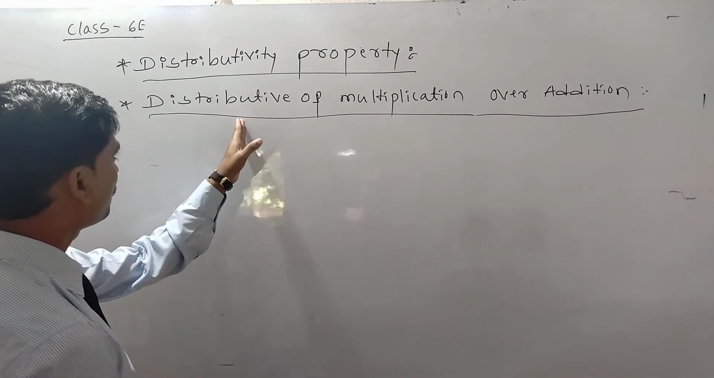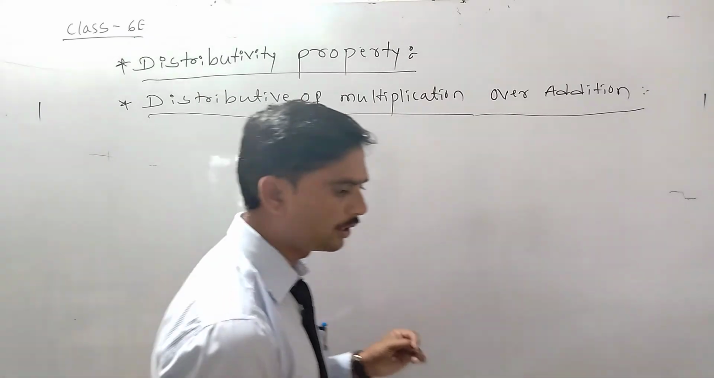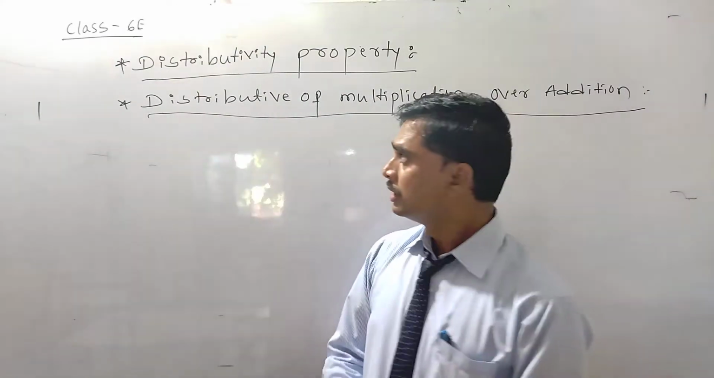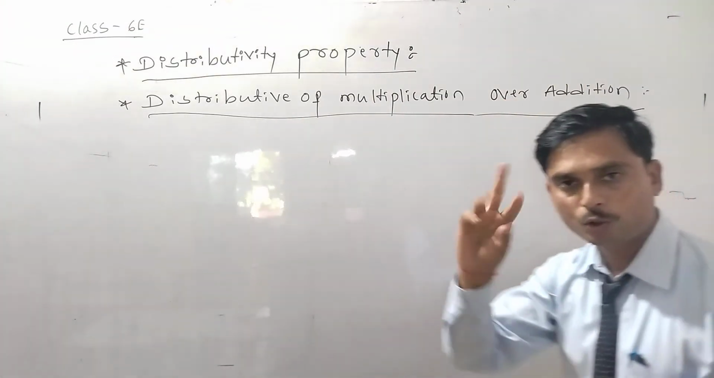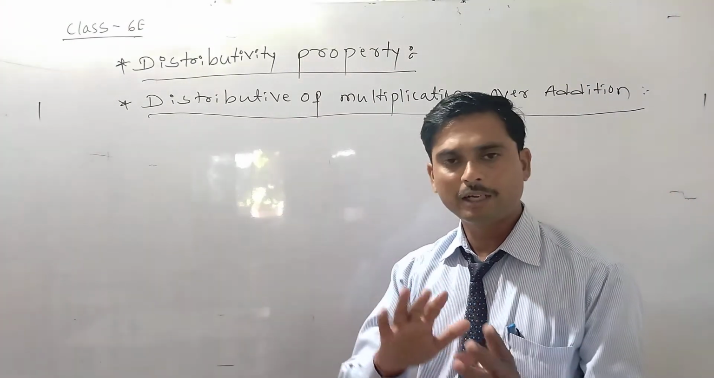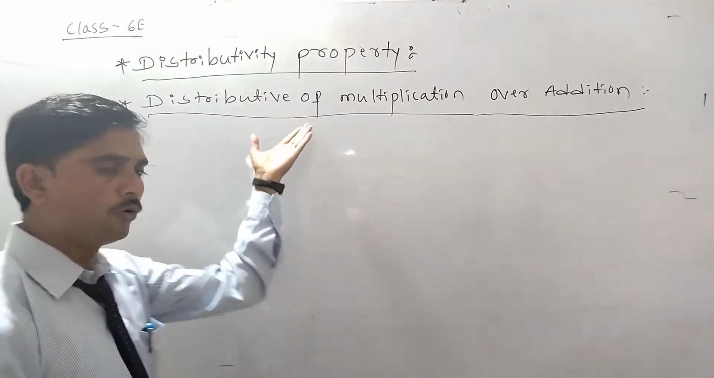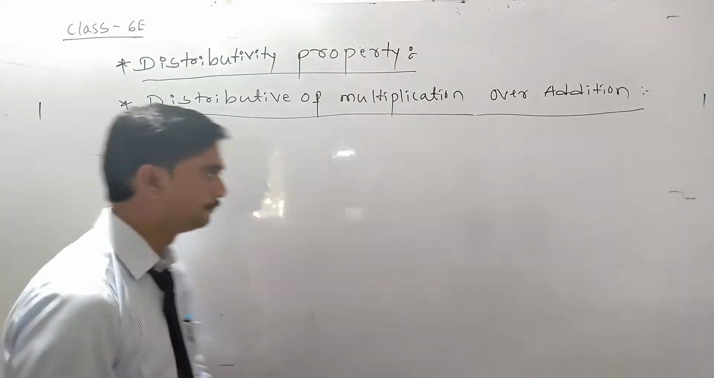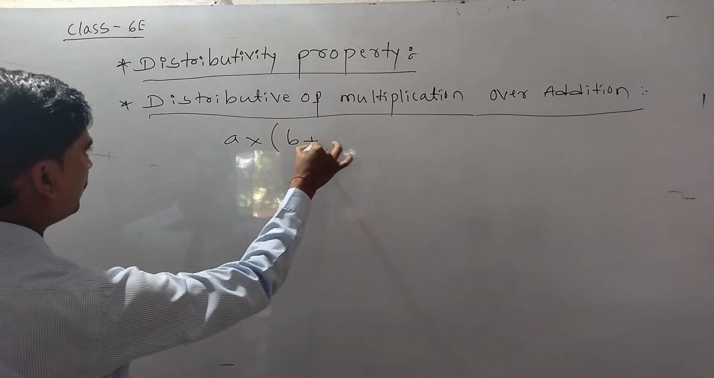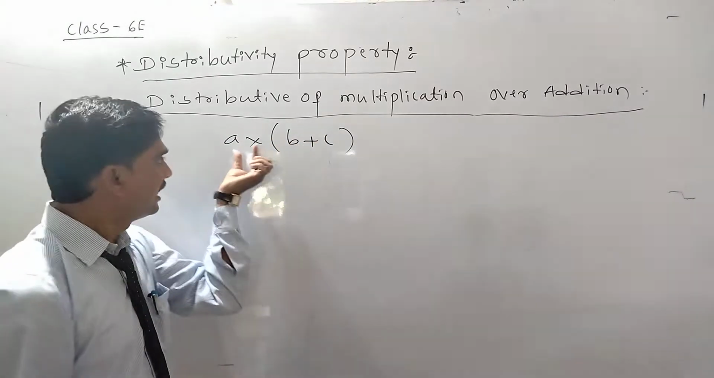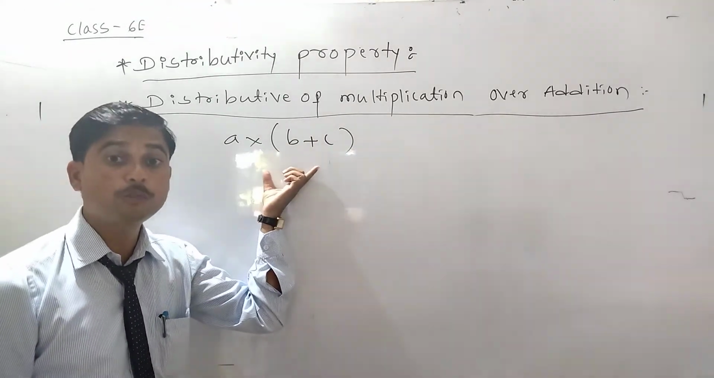Now the last property is the distributive property. Distributive property means distributive of multiplication over addition. Here also two operations are there, one is multiplication and another is addition. Now we are going to discuss some examples. I am going to show you A into bracket B plus C bracket complete. This is called the distributive property.